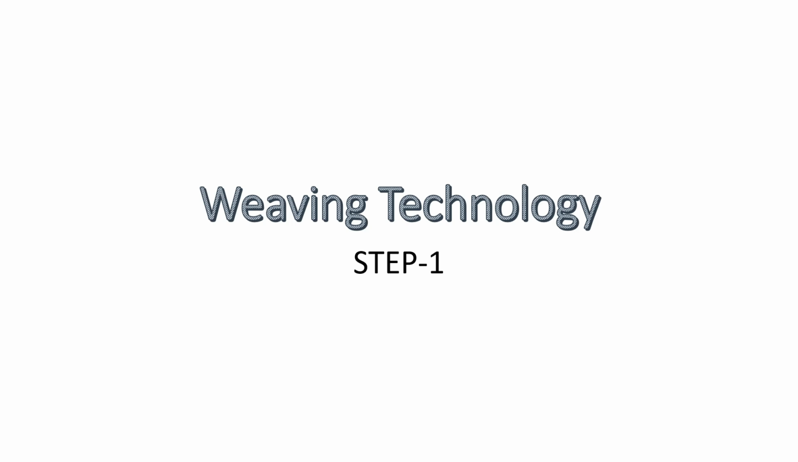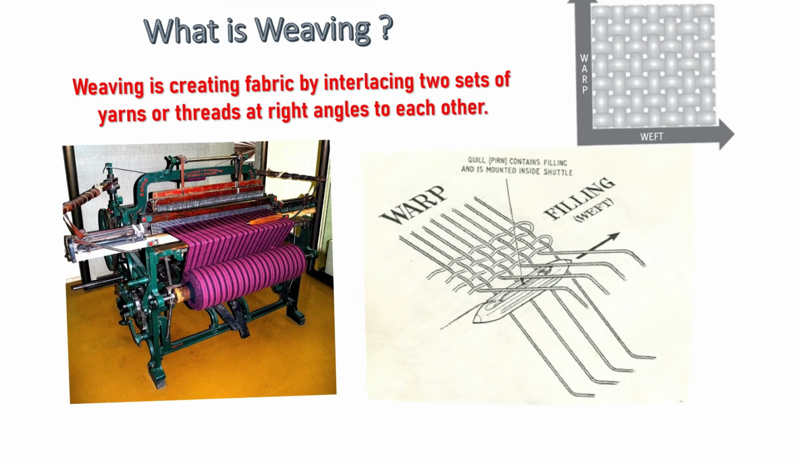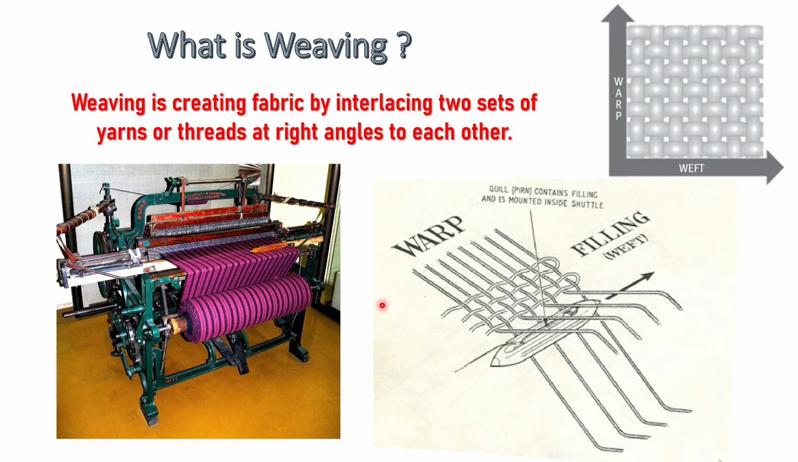Today I am going to speak about weaving technology. What is weaving? Weaving is the creation of fabric by interlacing two sets of yarn or threads at right angles to each other. This is the oldest textile production method and can be done by hand or machines.